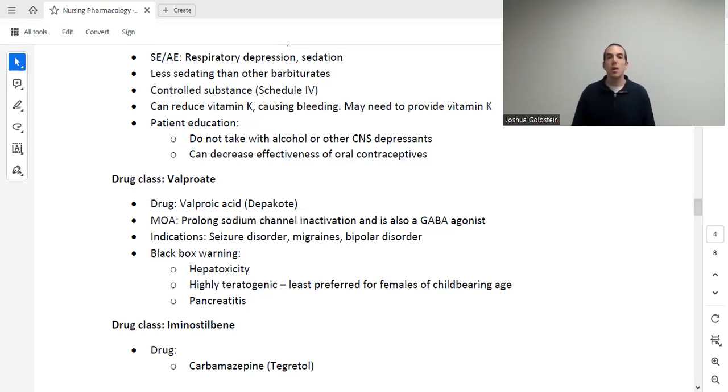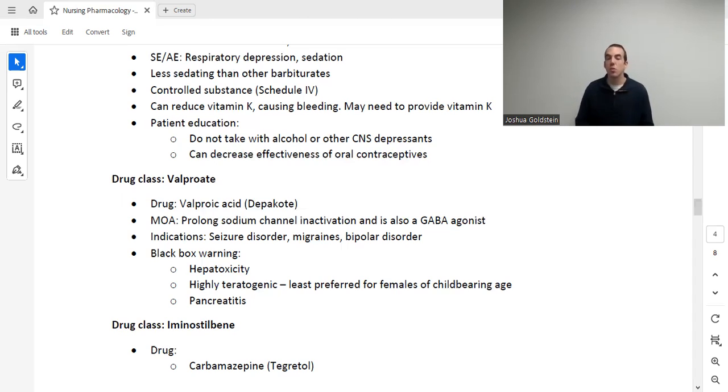It has 3 black box warnings: hepatotoxicity, highly teratogenic, and pancreatitis. Again, for each of these, there are a lot of test questions that you can come up with. How would you assess for adverse effects of valproic acid? Well, that could be the adverse effects of hepatotoxicity. So that could be elevated AST, ALT, that could be jaundice, that could be liver enlargement.